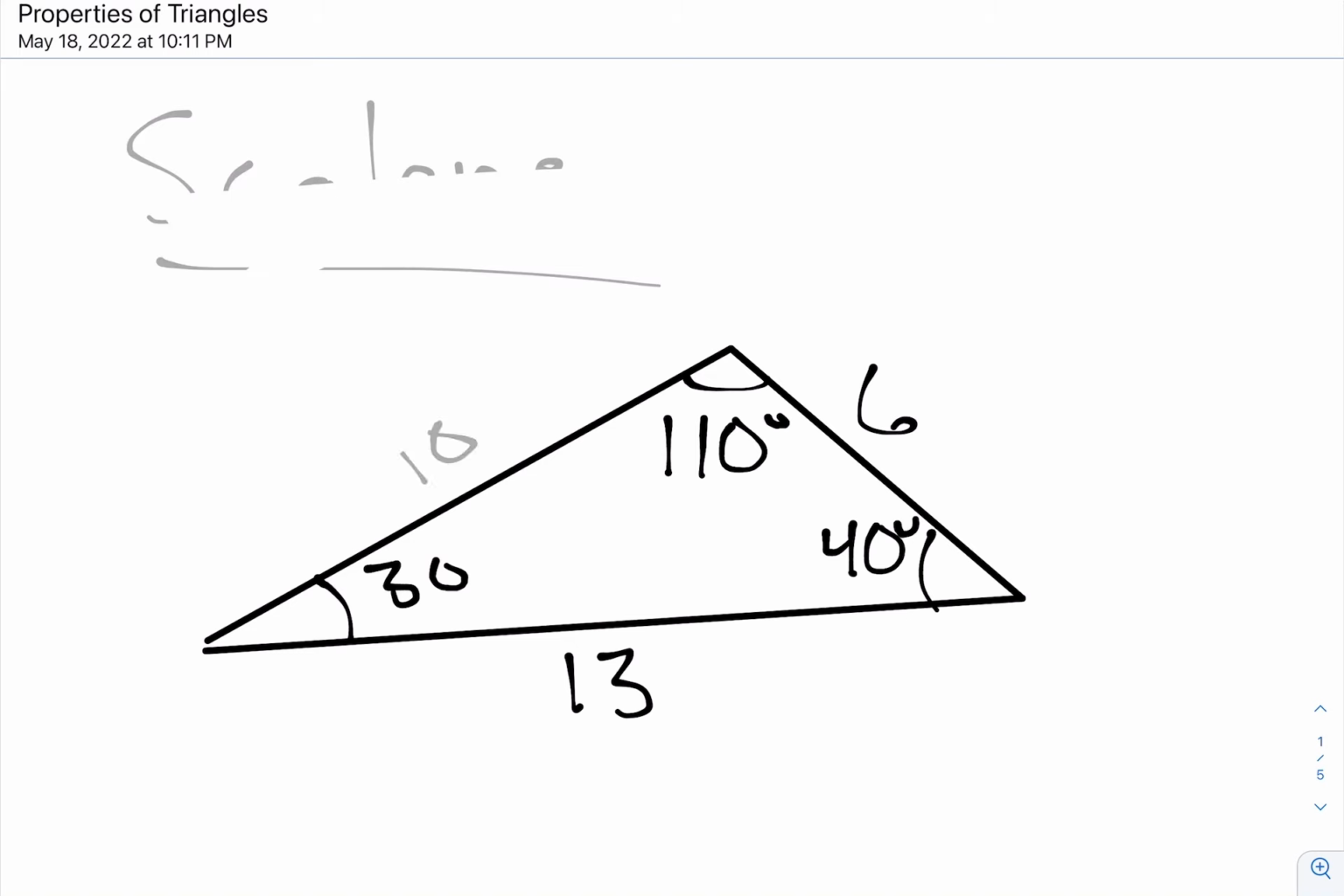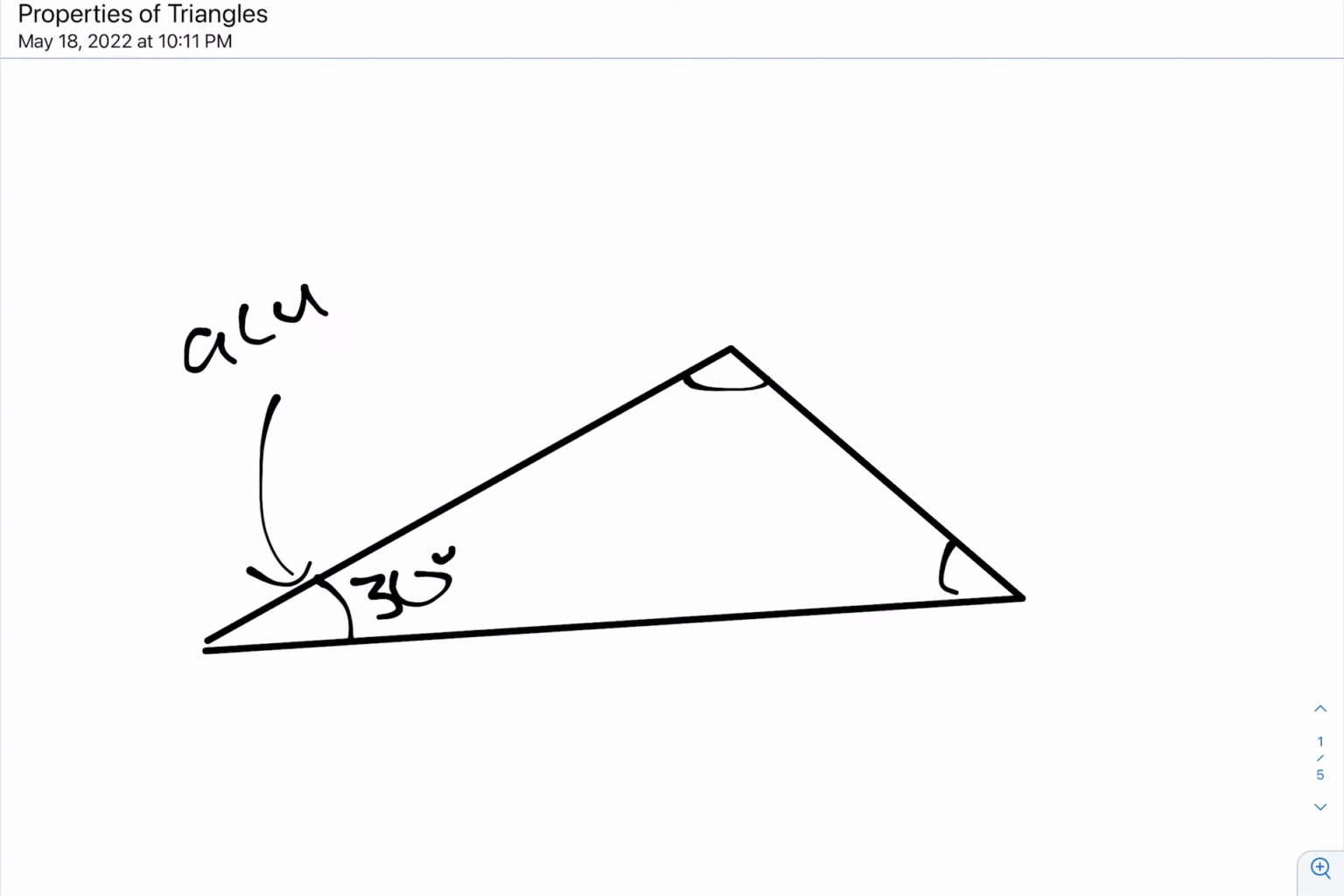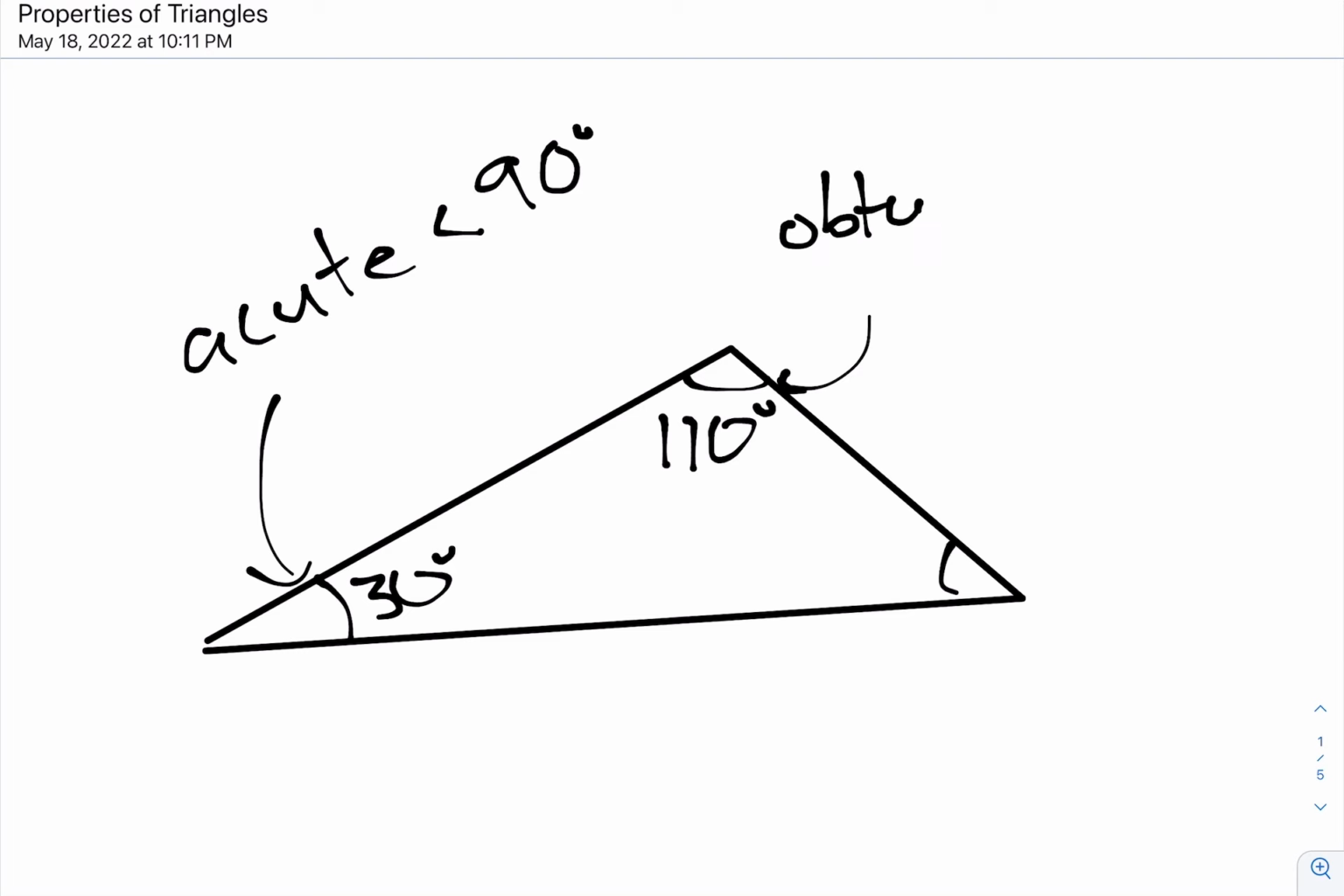Okay, and inside this triangle, let's just talk about these angles here. This angle right here, we said it was 30. This is called an acute angle. An acute angle is an angle that's less than 90 degrees. This one right here, we said it was 110 degrees, just as an example, is called an obtuse angle because it's more than 90 degrees.